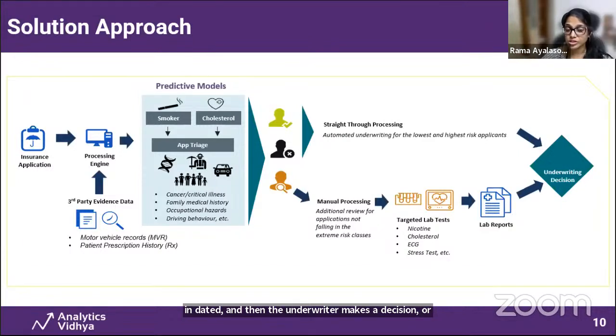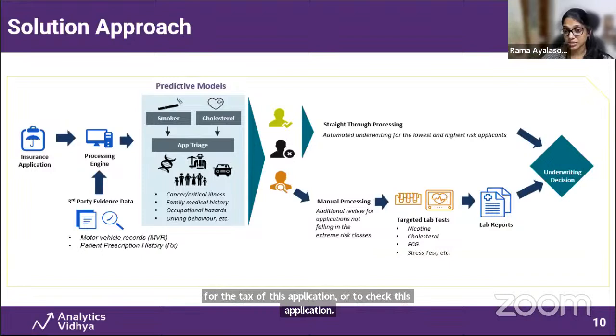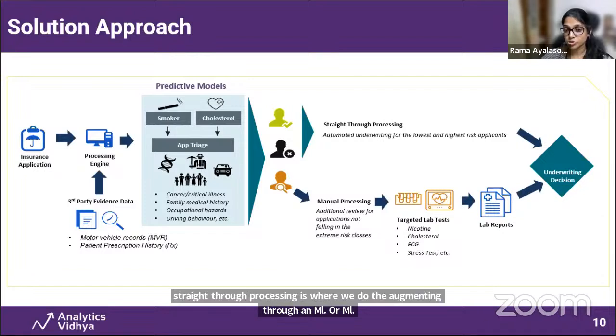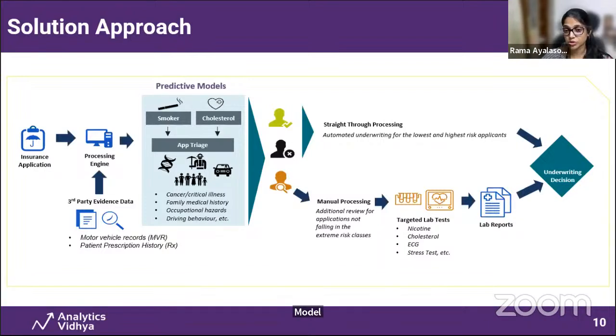Now, in this whole process, as you see, the top part, the straight-through processing, is where we do the augmenting through an ML model. In almost all the past use cases which were solved, 30% of the applications go through the straight-through processing part, saving a lot of time and money, both for the insurer and the underwriter.